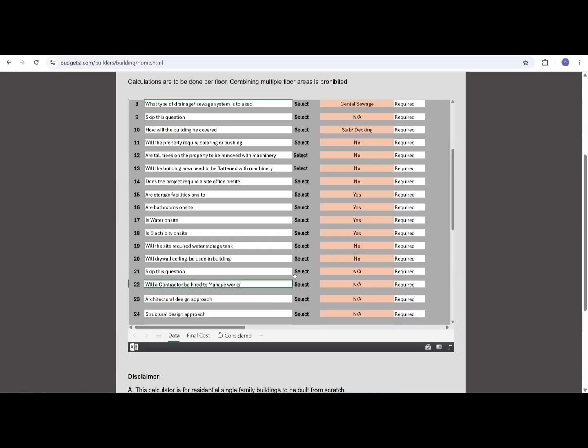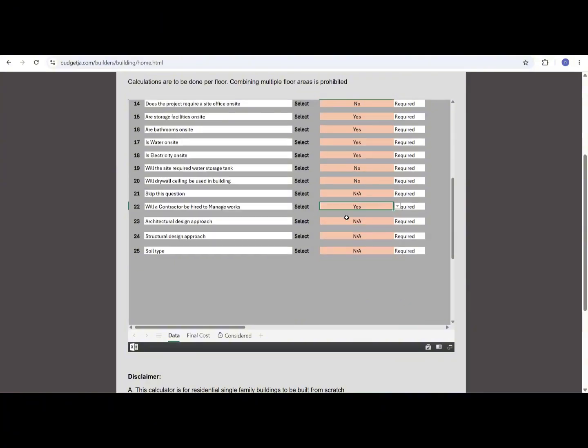Question 22 is asking whether or not a contractor will be hired. That is going to be yes in this particular scenario. Question 23 is asking whether or not the approach towards the design architecturally is going to be traditional or an advanced kind of setup wherein maybe the architect is a part of the project and so on. But in this case, I'm using traditional. So basically, the architect has done the drawing, handed it over. Question 24, I'm also going to say traditional. In this case, the engineer would have done his drawing and just handed it over. So they are not physically in the project as the project goes along.